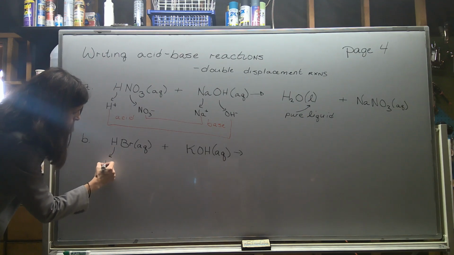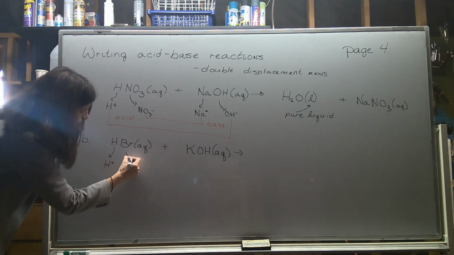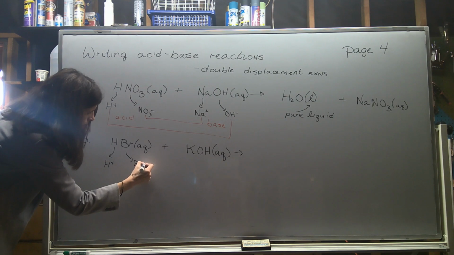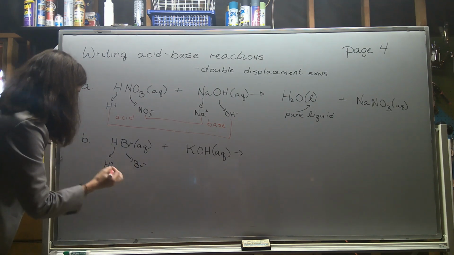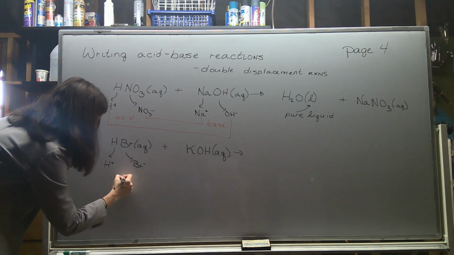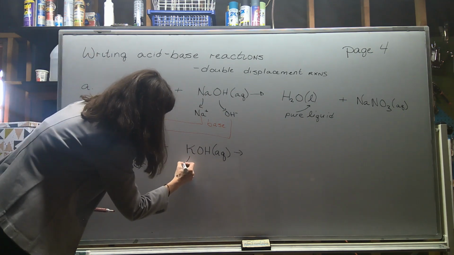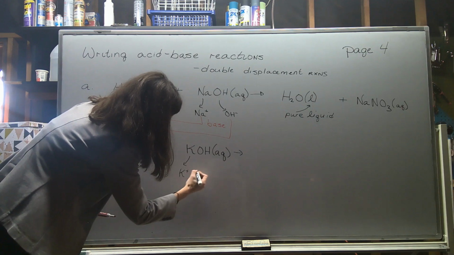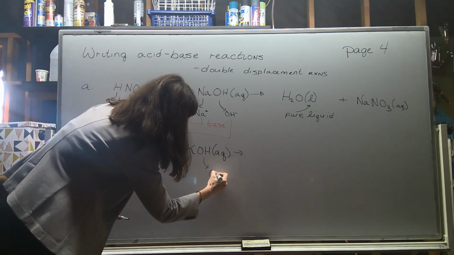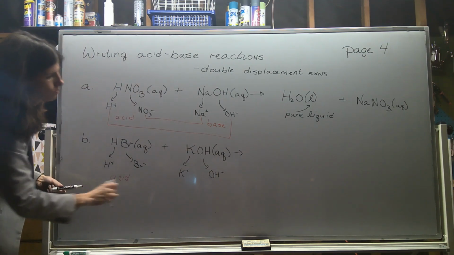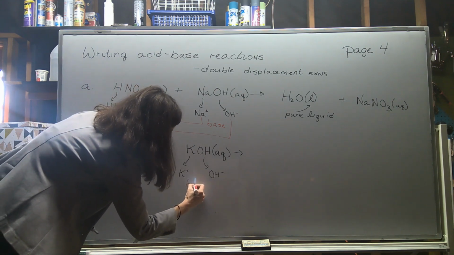We have a compound that's splitting up into H+ and Br-. And because it's producing H+, I'll call this an acid. And then we have something that's splitting into K+ and OH-. Because it's producing OH-, I'm going to call this a base.